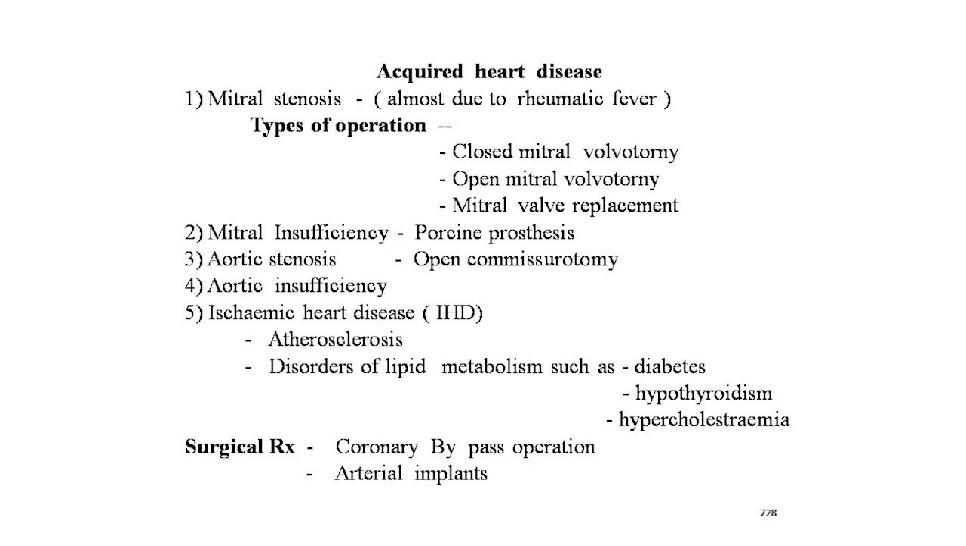And third is aortic stenosis. It should be remembered that rheumatism has a predilection for the mitral or aortic valves, and open commissurotomy should be performed in this operation.